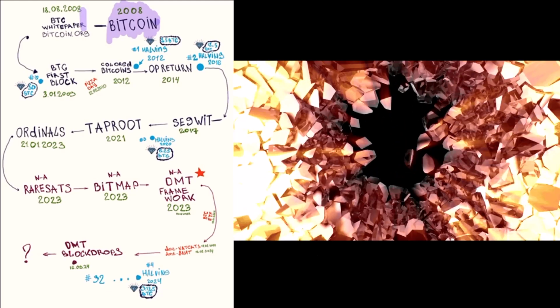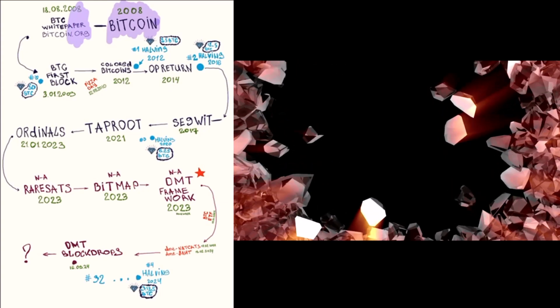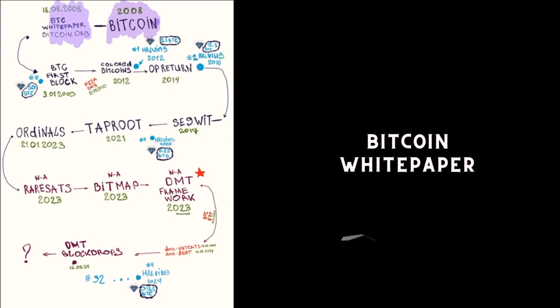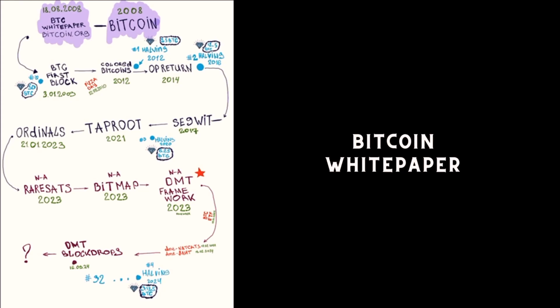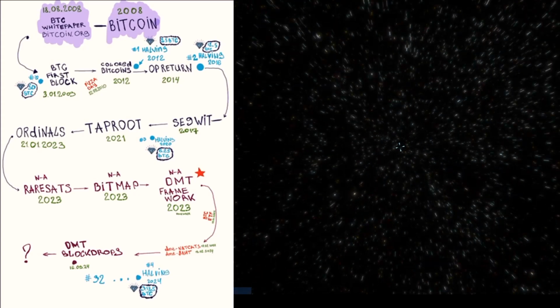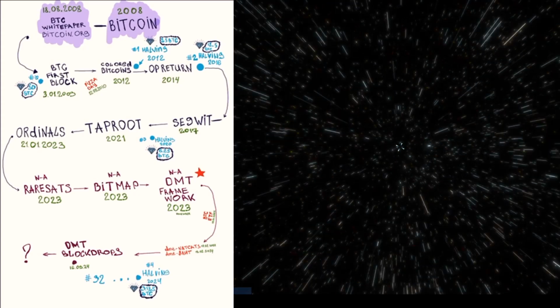On Monday, August 18, 2008, the following paper is published: Bitcoin, a peer-to-peer electronic cash system. In the context of our video, I will consider this moment a digital Big Bang, the consequences of which we have been witnessing for 15 years. And the digital bits flew into the human world.